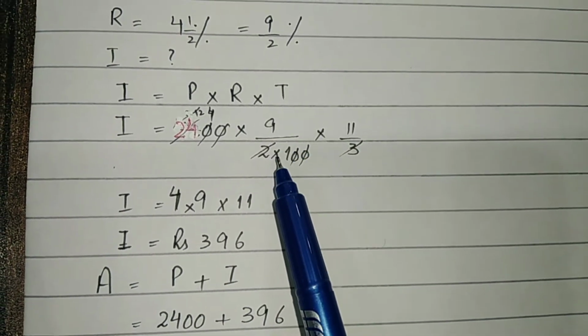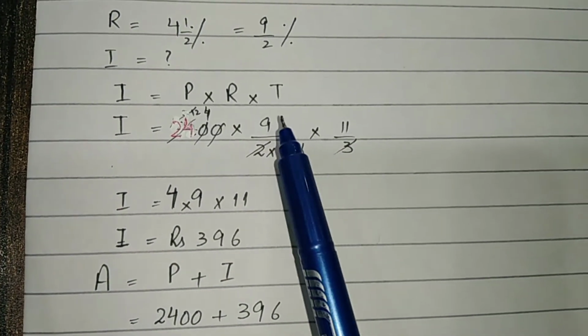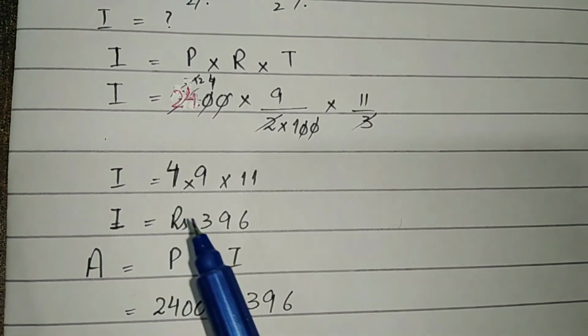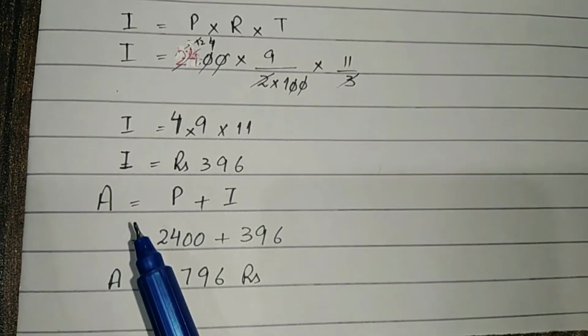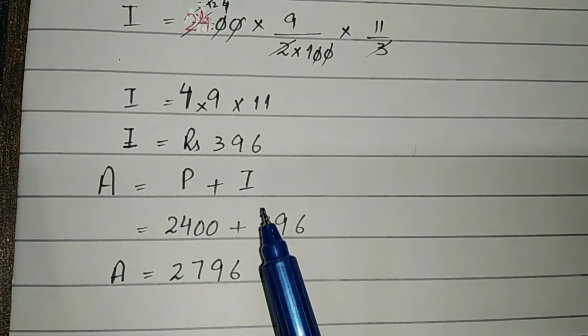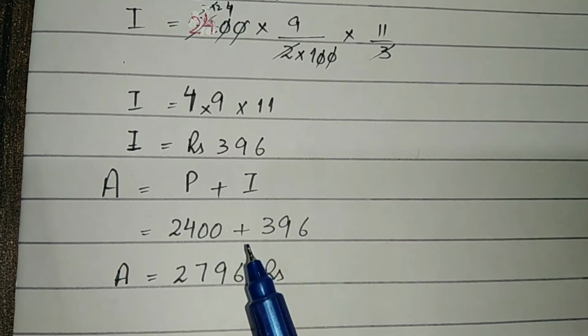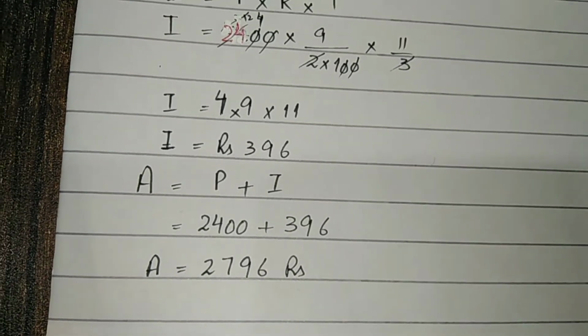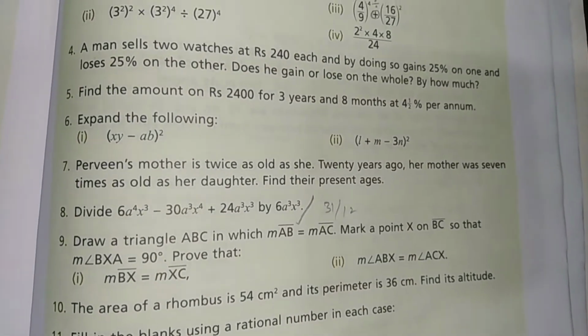So percent means 9/2 times 100 multiplied by time period is 11/3. So after the cancellation we will get rupees 396. Now the amount is rupees P plus I, so P is 2400 plus I is 396, so we will get amount is rupees 2796. Question number 6 is expand the following.